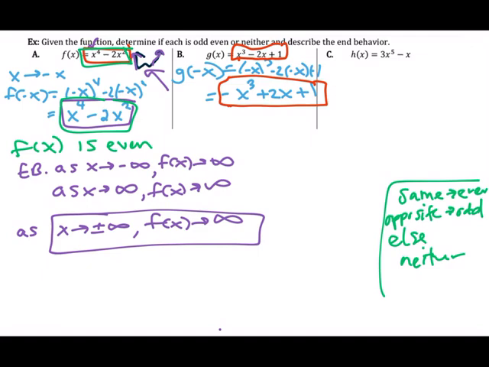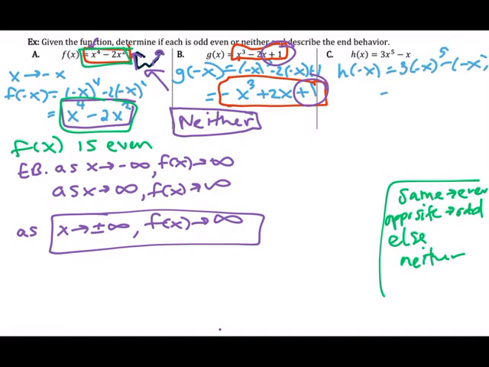Well, x to the third is, 2x is, but the problem here is this constant isn't changing signs. This constant isn't changing signs, so this is going to be neither. So yes, you did guess it. If a function has a constant, it's never going to be an odd function. All right, go ahead and pause the video and work through C on your own and then unpause the video to see how you did.